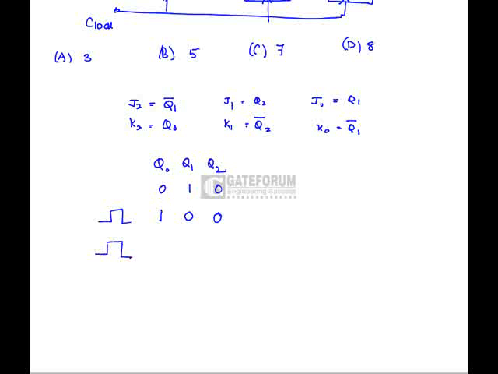Similarly, for the second clock pulse, J2 is 1, K2 is 1, so it toggles. It comes to Q1, Q2, Q bar, Q2 bar.